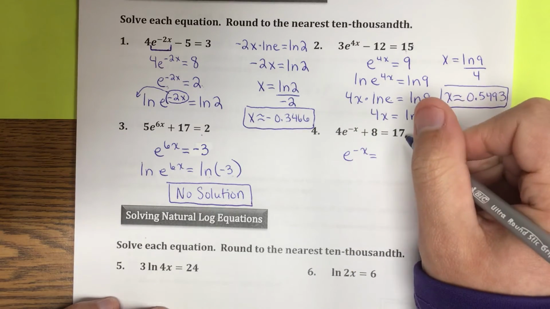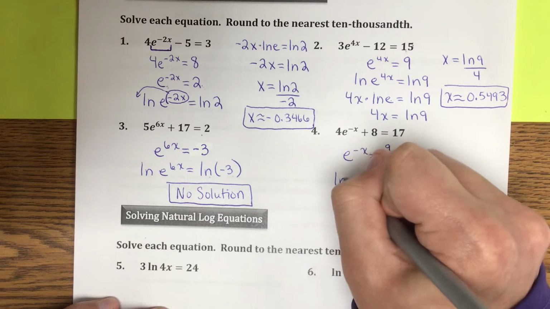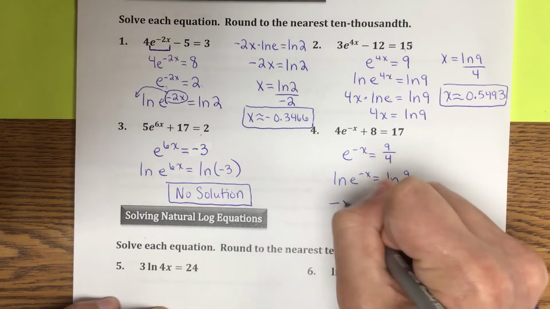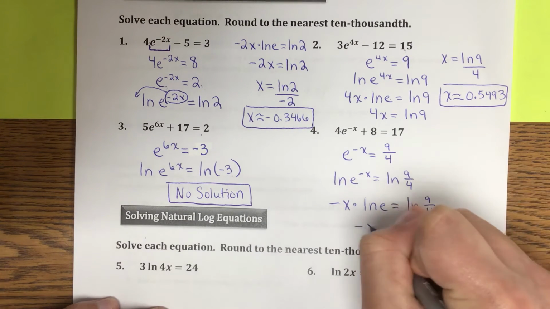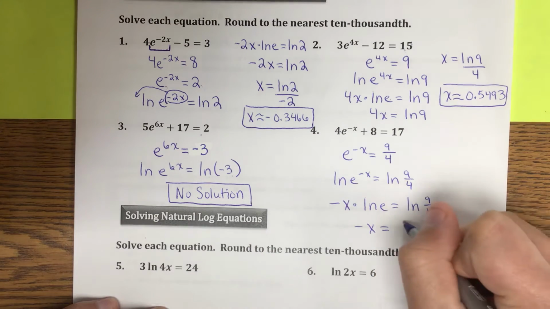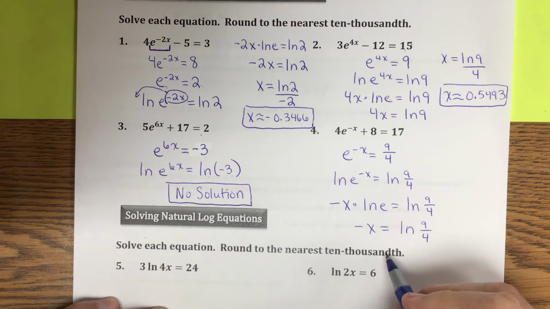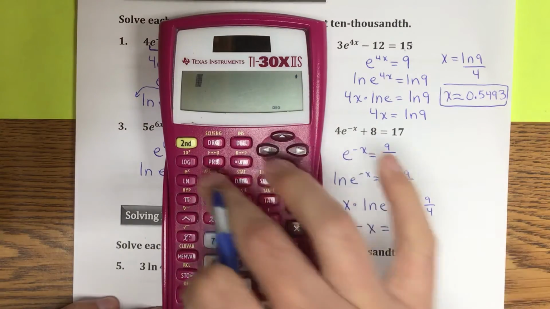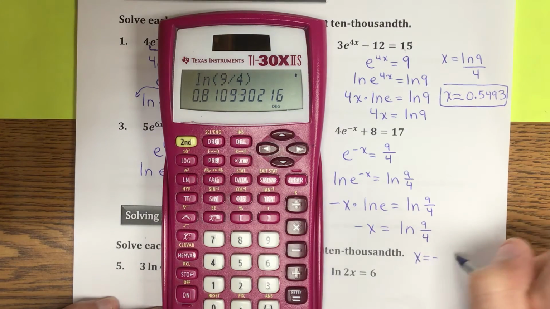I would subtract 8, that's 9, and then you would get 9 divided by 4, which doesn't break down. So then you're going to take the natural log on both sides. Move the power out front. And then get rid of the natural log of e. And basically you're just going to divide by a negative. So I'm going to take the natural log of 9 over 4 and then change its sign. So the natural log of 9 over 4 is positive, so then my answer is going to be negative 0.8109.